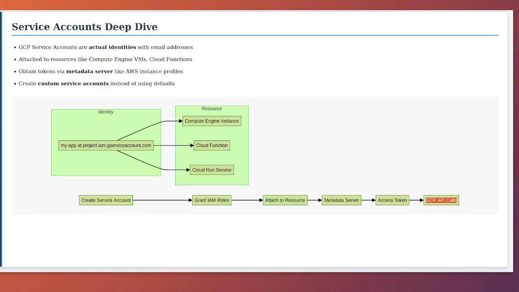Google Cloud Platform also provides default service accounts that are created automatically when you enable certain APIs. The Compute Engine Default Service Account and App Engine Default Service Account are common, for example. These default accounts often have broad permissions like the editor role, which is a security concern. Best practice is to create custom service accounts with only the permissions your applications actually need.